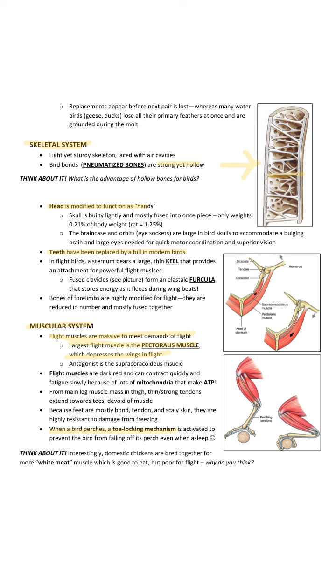Now, when a bird perches, a lot of times we see birds sitting in a tree branch or on a power line. When they perch, they have a toe locking mechanism, which allows them to lock their toes around the branch or the wire, the line, and be able to sleep that way.